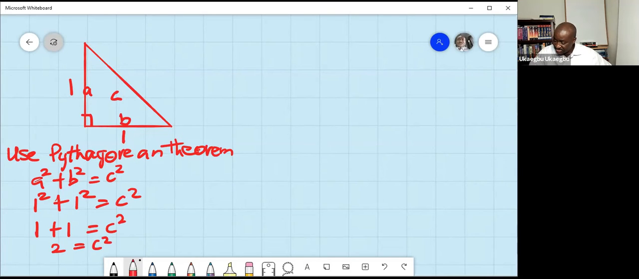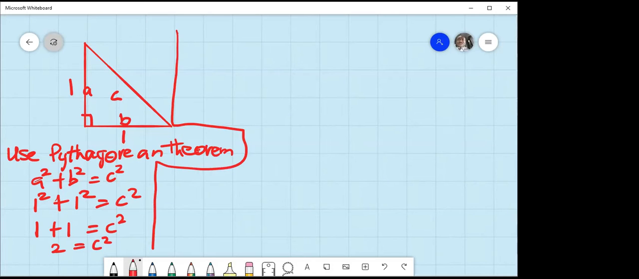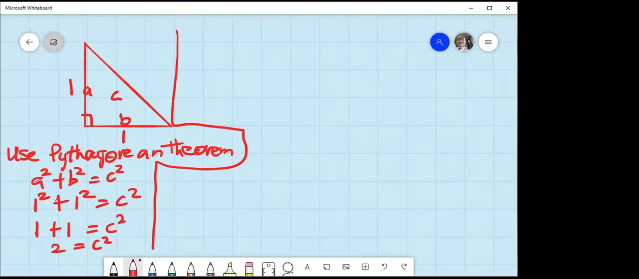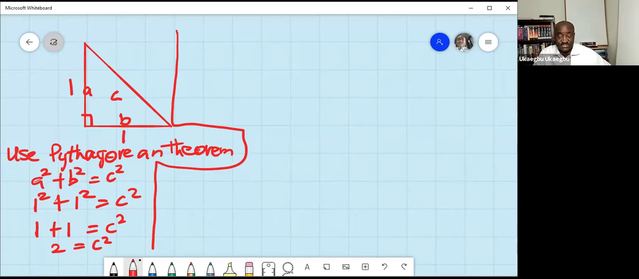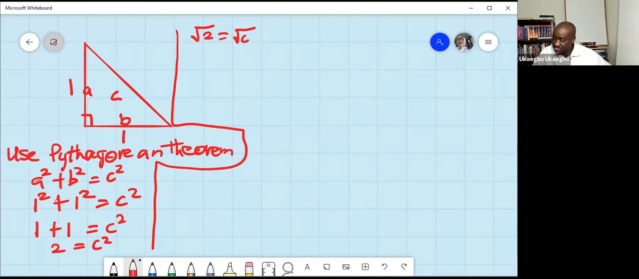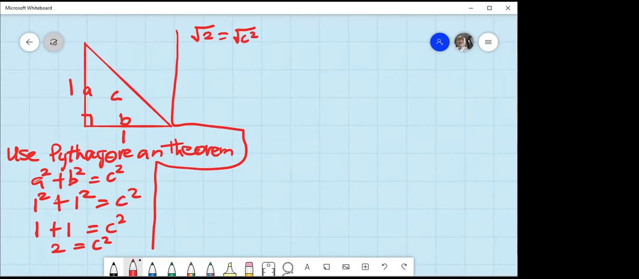And then we take it over here, and then we write. So how do we get c? Find the square root. Yes, square root on both sides. So you say square root of 2 equal to square root of c squared. And square root of c squared is what? Okay, c. And square root of 2.